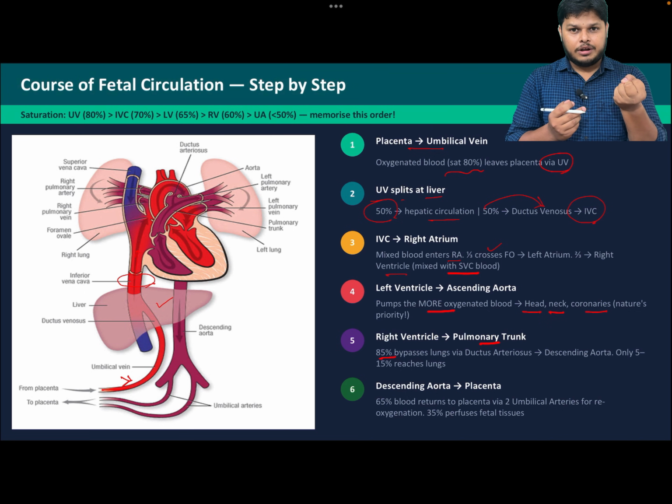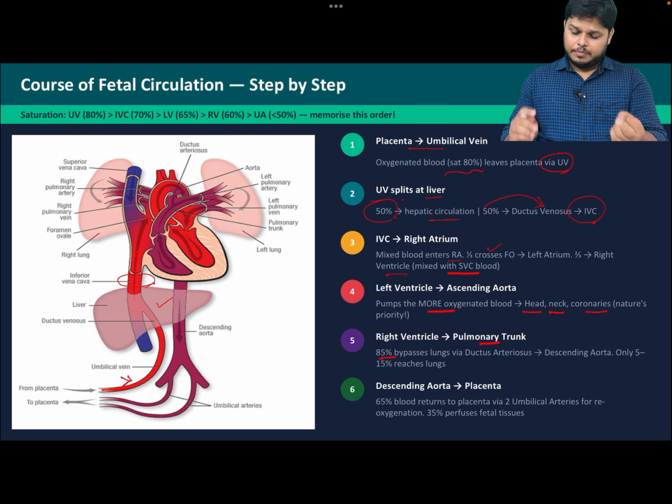The lungs have not opened. There is pulmonary vasoconstriction and high pulmonary vascular resistance. So the blood could not enter. Still 15% enters. The rest, 85%, goes into the descending aorta via the ductus arteriosus. Only 5 to 15% reaches the lungs. Now the descending aorta supplies the rest of the body, the lower part of the body. 65% of the blood returns to the placenta via the two umbilical arteries for reoxygenation. Now you understand the circulation. 35% perfuses the fetal tissues.